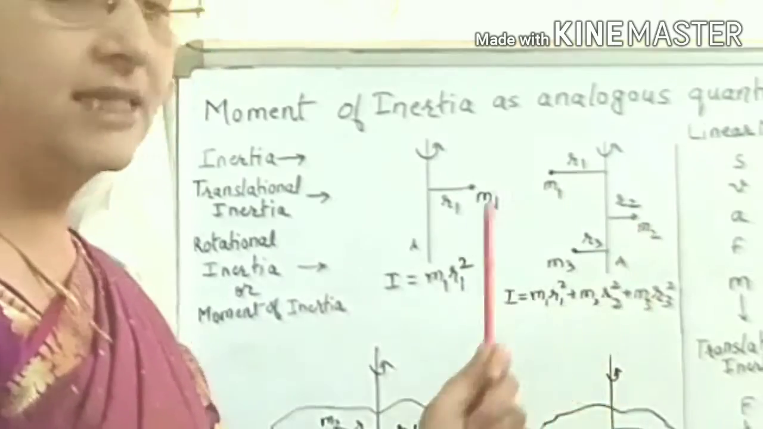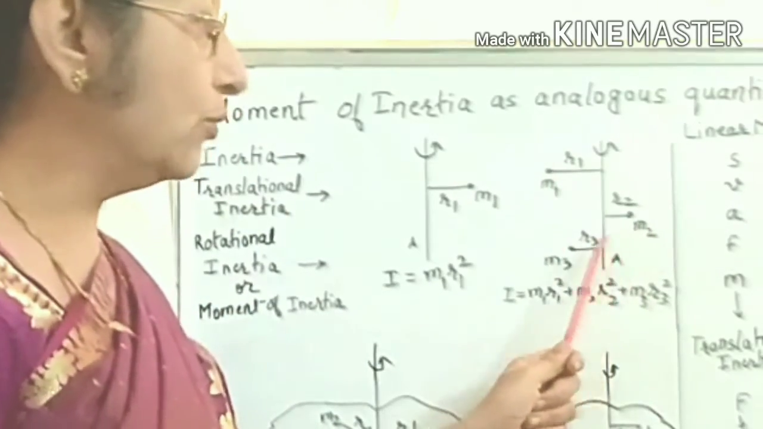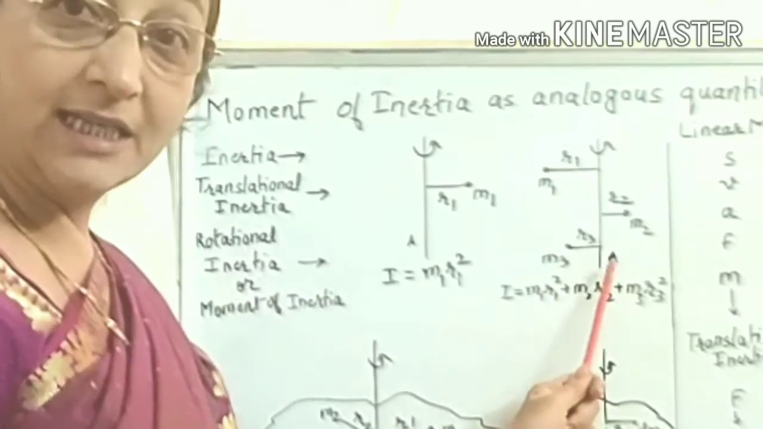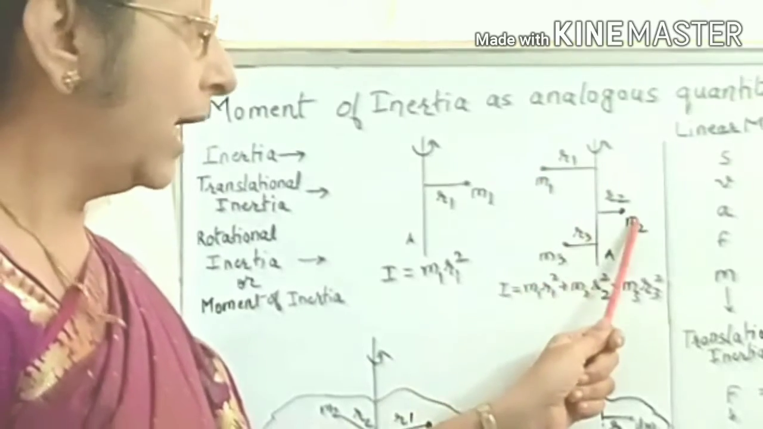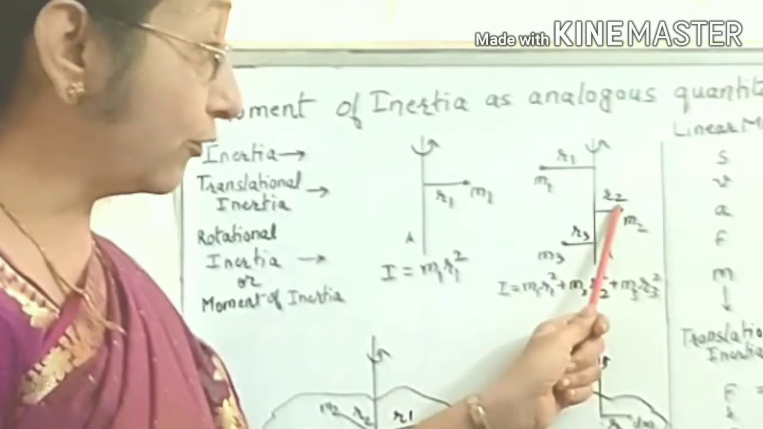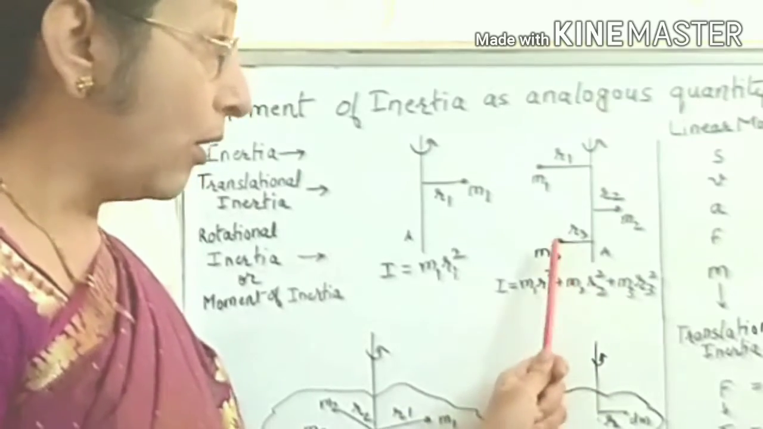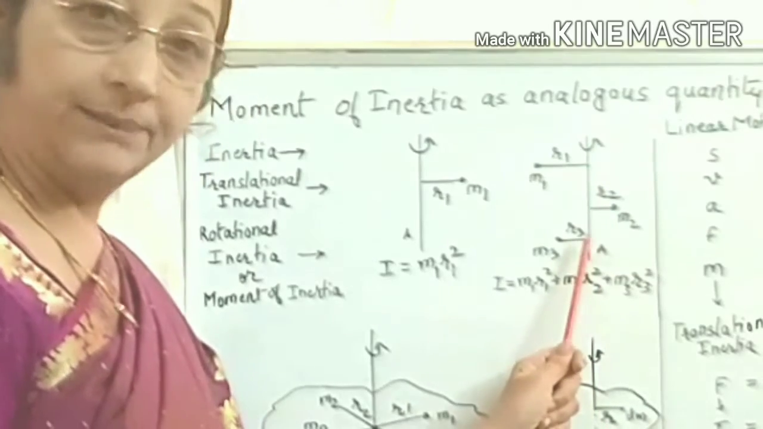Now if I consider a system having three particles m1, m2, m3, and the axis of rotation is A, the perpendicular distance of m1 from the axis of rotation is r1, of m2 is r2, and the perpendicular distance of the m3 particle from the axis of rotation is r3.